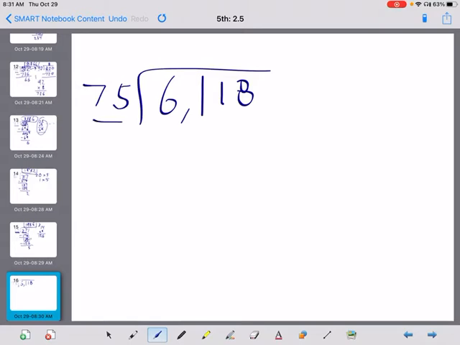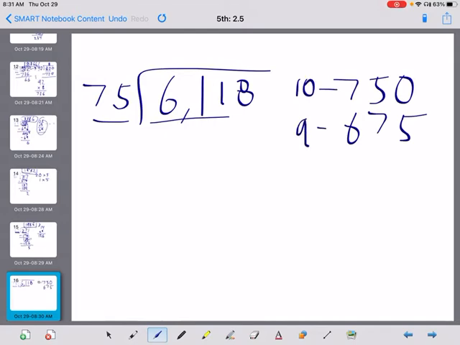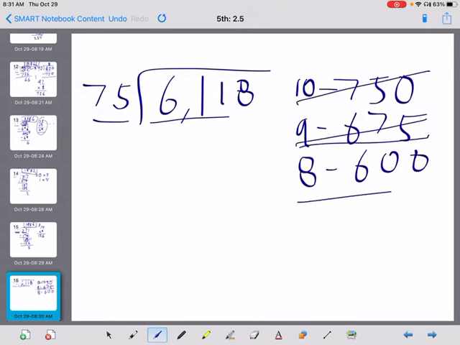So 75, think 75 goes into 611 how many times? Well, if it's 75 goes into 750, that would be 10 times. 75 less than that is 675, so this is 10 times, 9 times. 600 would be 8 times. This is too much. This is too much. This is under, which is what we need. So we're going to go with 8.